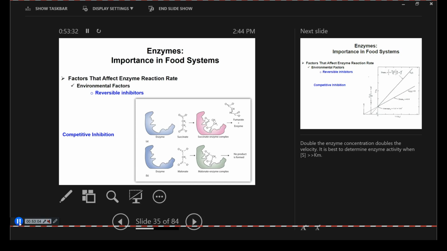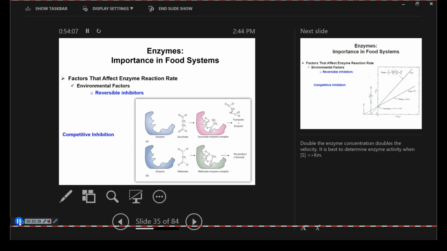The other category of enzyme inhibitor is the reversible inhibitors. And these are important because we use them quite a bit in food systems to inhibit enzymes such as polyphenol oxidase. So we have different forms of these reversible inhibitors: competitive, non-competitive, and uncompetitive. So these are the three different forms of reversible inhibitors.